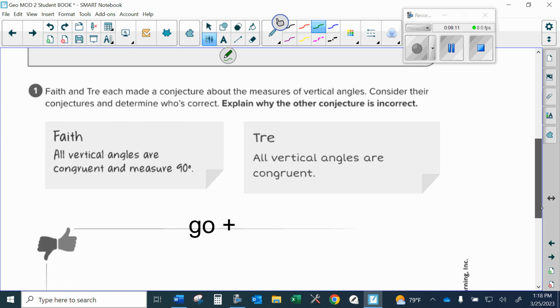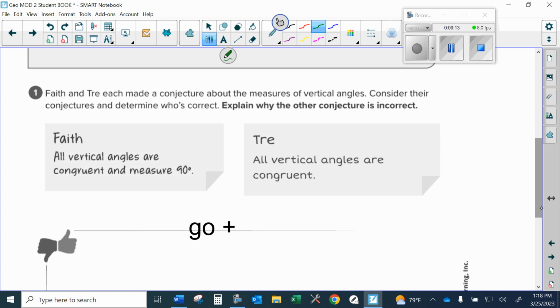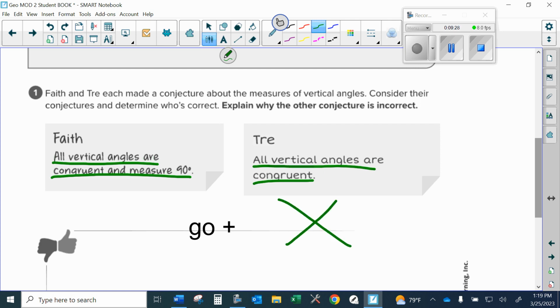And now it says here, consider the conjectures and determine who's correct. Faith says all vertical angles are congruent, which we just said, and they have to be 90 degrees. Trey just says all vertical angles are congruent. So the question is, do they have to always be 90 degrees? Here's an example. Right there, those are congruent. They're vertical angles, those aren't 90 degrees. Those 2 are congruent, they're vertical angles. Okay, so Trey is correct.